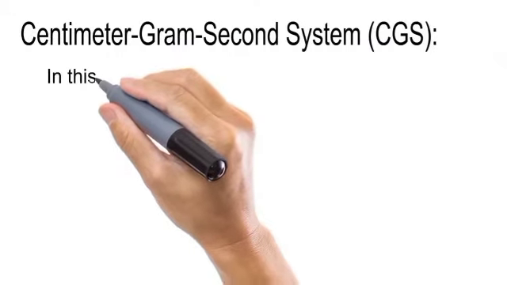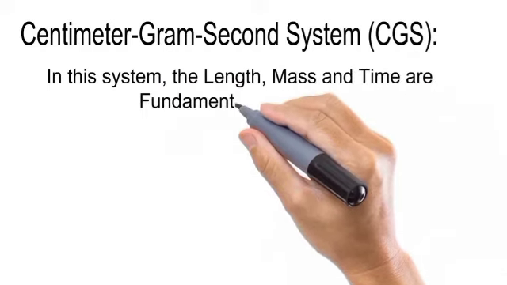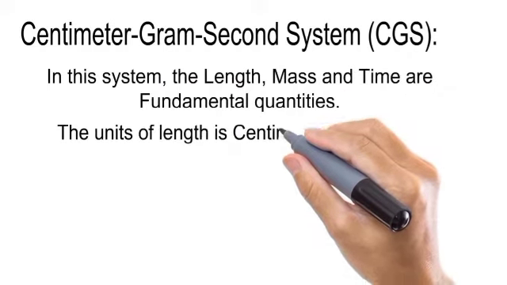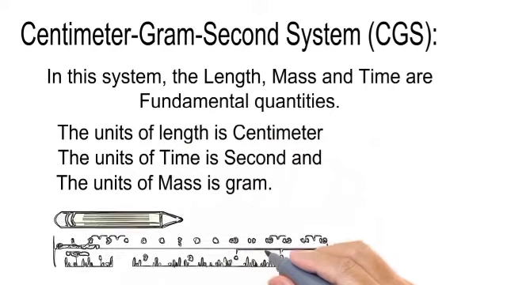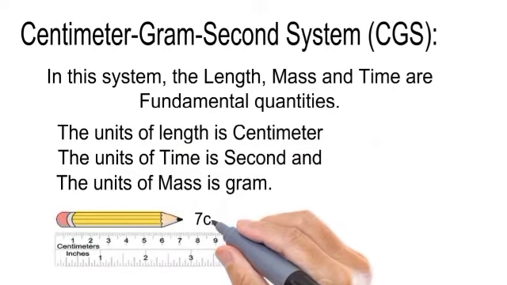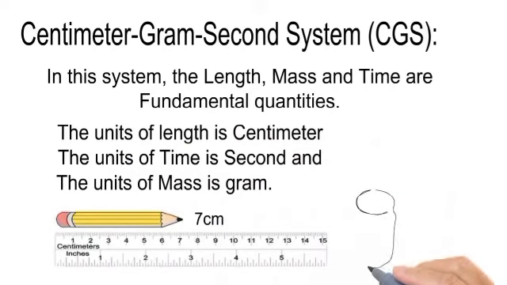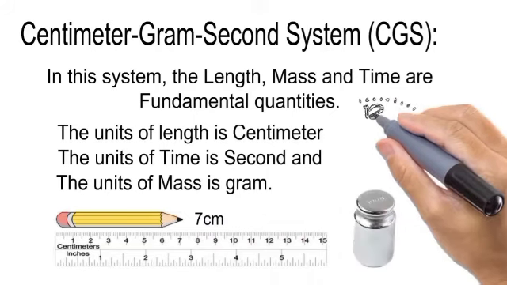Centimeter gram second system, that is the CGS system. In this system, the length, mass and time are the fundamental quantities. The unit of length is centimeter, the unit of time is second, and the unit of mass is gram.